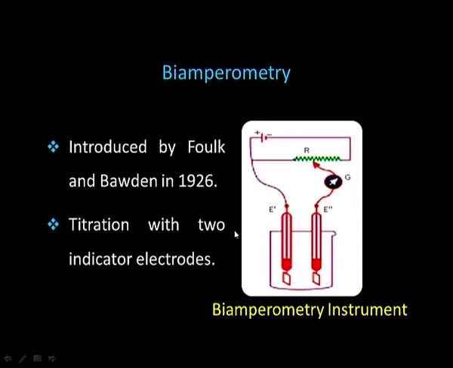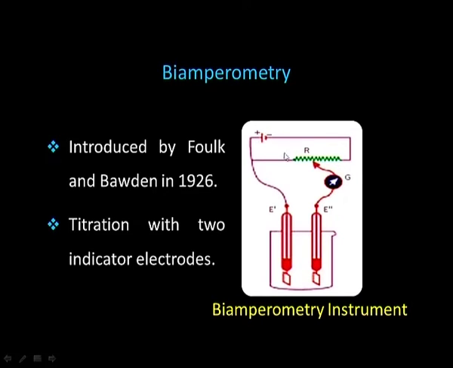Biamperometry was introduced by scientists Fock and Bowden in 1926. The titration requires two indicator electrodes, as you can see here, in place of the DME and saturated calomel electrode which we used in amperometry. Here we are using two indicator electrodes and the rest of the circuit is the same.